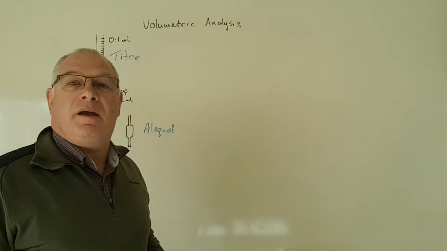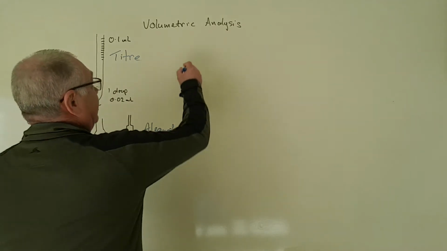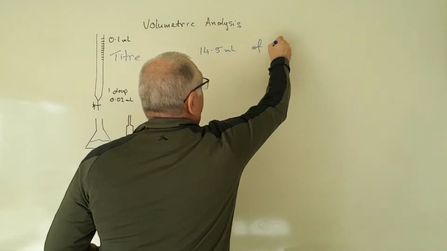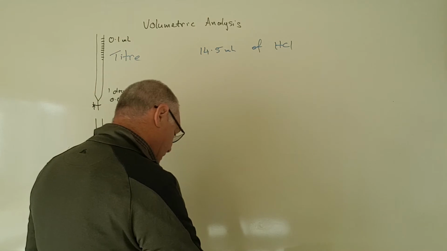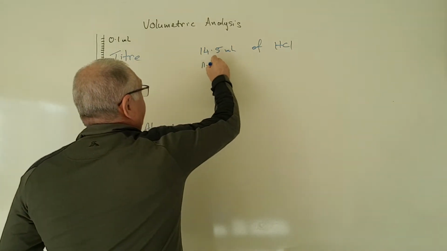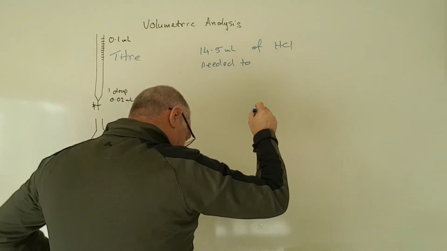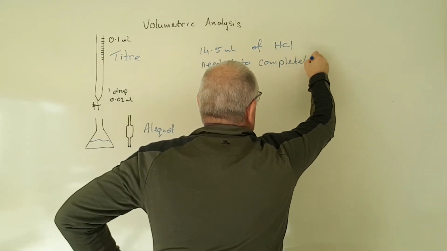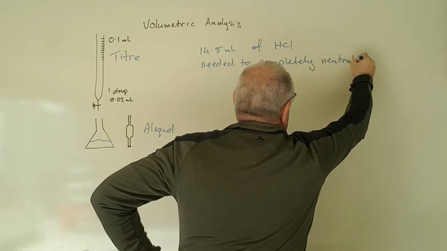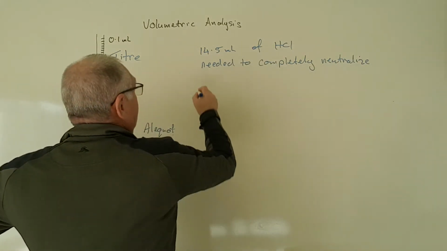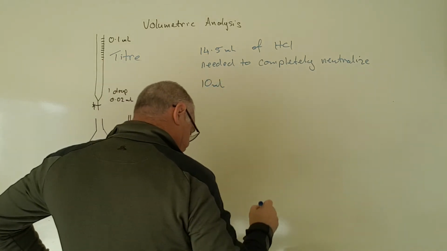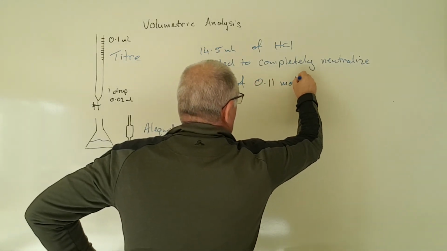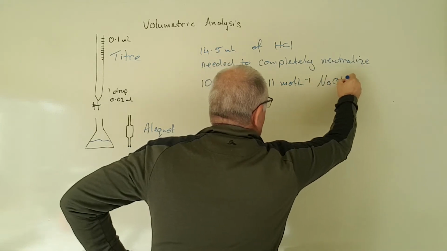So let's have a look at a particular problem. Let's say that we have 14.5 milliliters of hydrochloric acid, and this is needed to completely neutralize ten milliliters of 0.11 mole per litre sodium hydroxide.